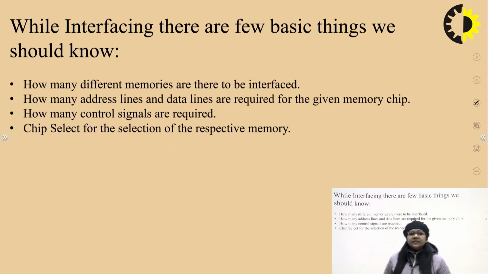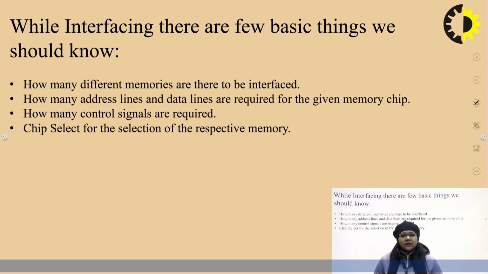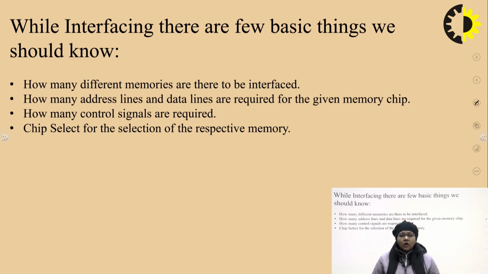While interfacing, there are a few basic things that we need to cover. I am putting these things in 4 categories, or I can say these 4 steps are a must when you are attempting a question on memory interfacing. First of all, how many different memories are there to be interfaced? Is only RAM given, or ROM, or are both memories required? In a single memory interfacing question, we can interface the 8085 microprocessor with ROM and RAM both.